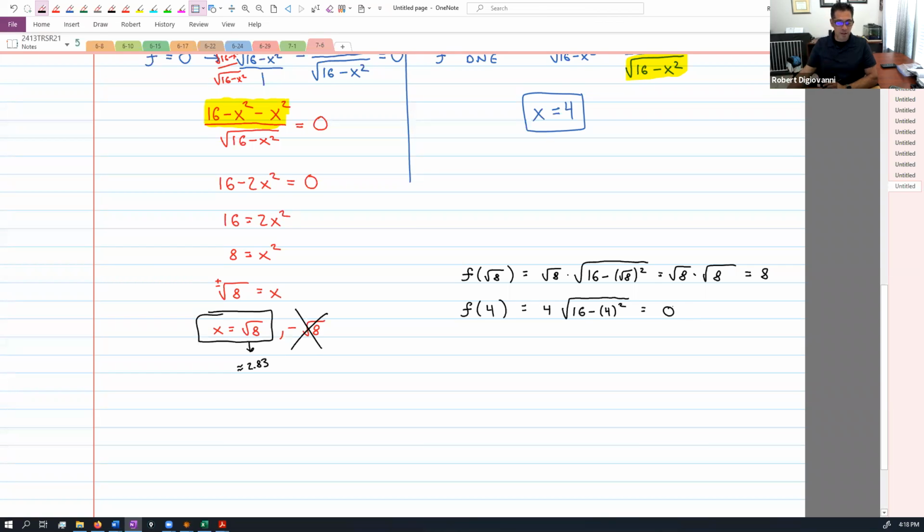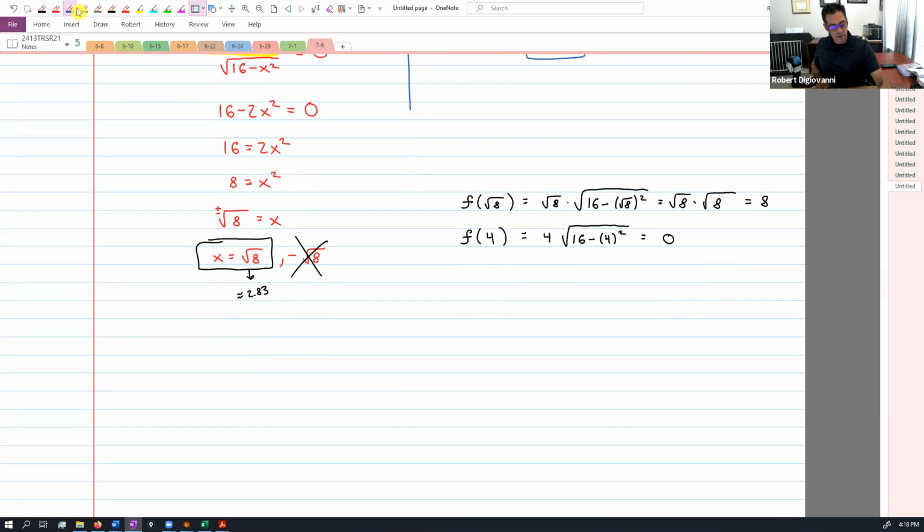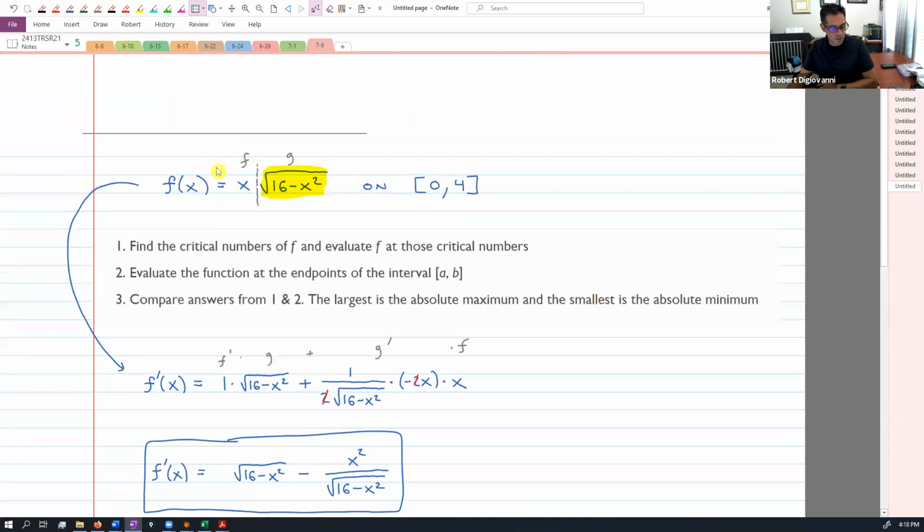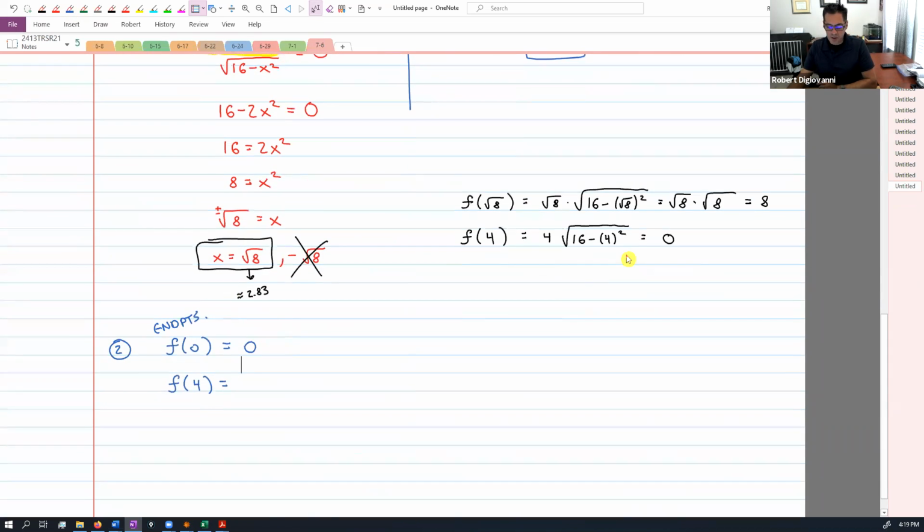Now we move on to the next step, which is to check it at the endpoints. So I need f of 0 and f of the other endpoint, which is 4. These are the endpoints. Now f of 0 should just be 0. If you plug 0 into the original function, you get 0 in the beginning, everything else goes away. And we just saw that when we plug in 4, we get 0.